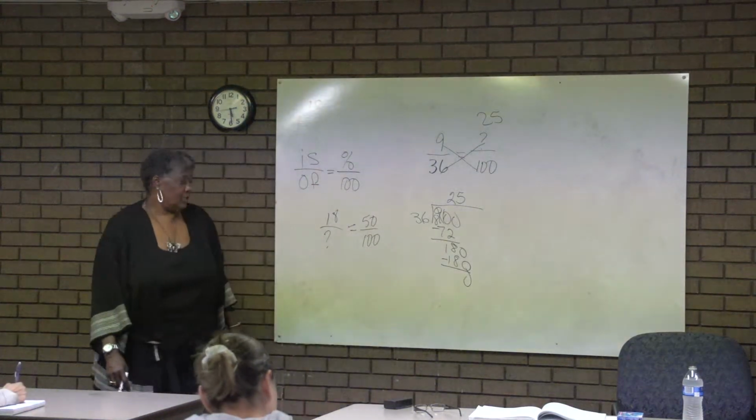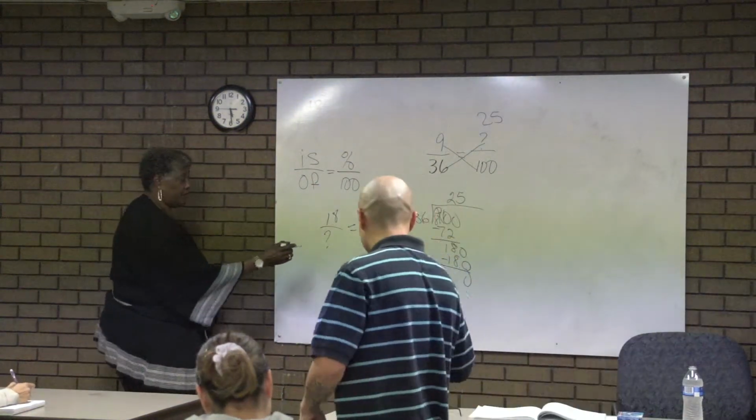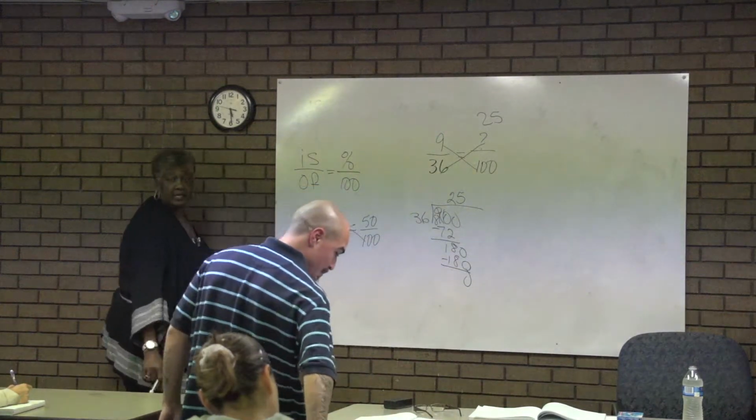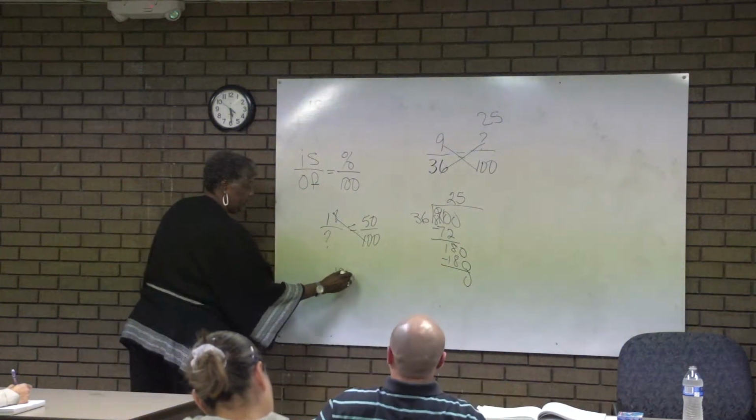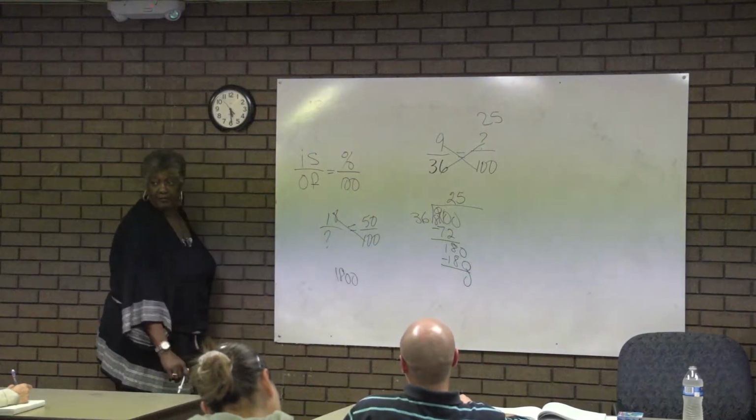front. So now, again, here are your corners. 18 and 100. So that's 1,800. Now I'm going to divide by the 50.